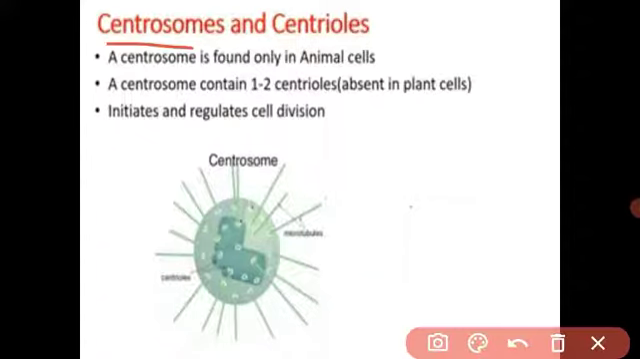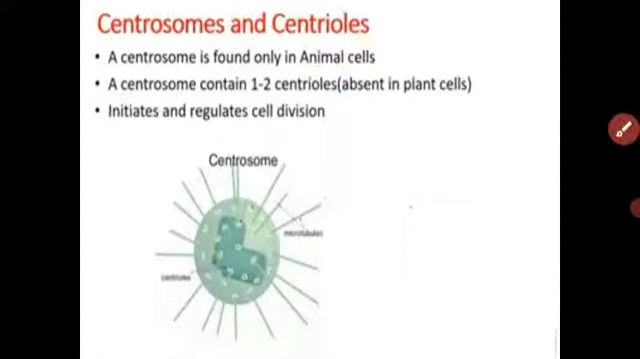The centrosome is a cell organelle which is present only in the animal cell. The centrosome contains two centrioles, and it initiates and regulates cell division. Understood, student? In the plant cell, centrosomes are absent.